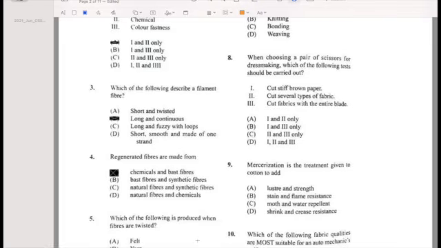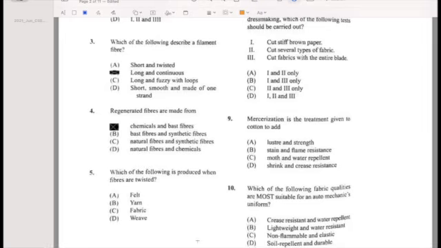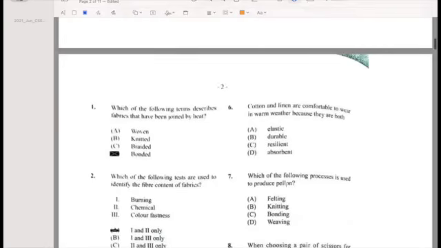Let's go to number 5 quickly. Which of the following is produced when fibers are twisted? So that's number 5. So if your answer is yarn, then you're correct. That's B. Let's go to number 6.